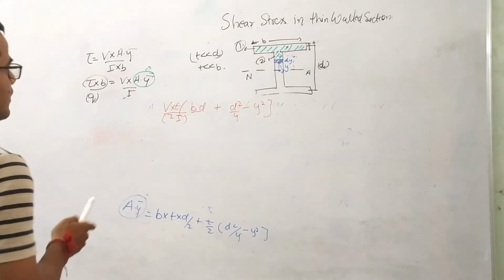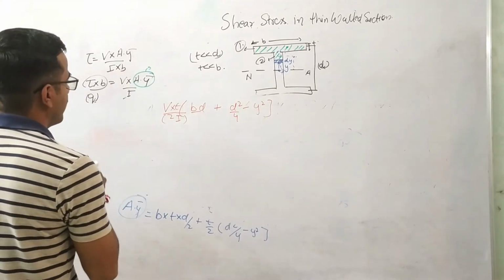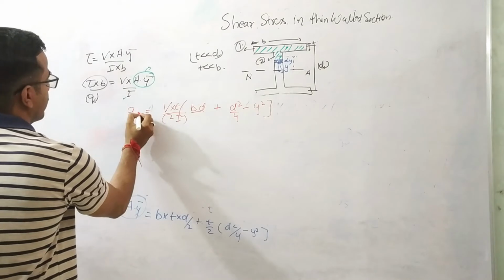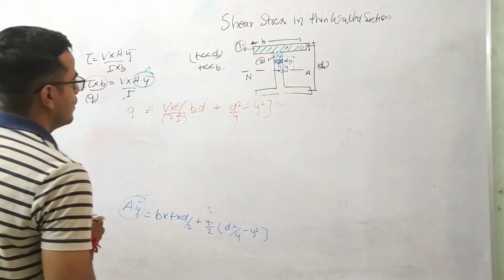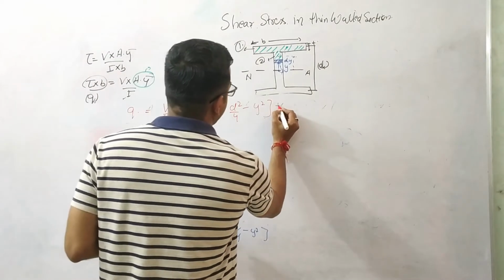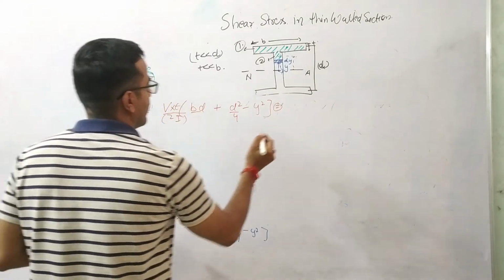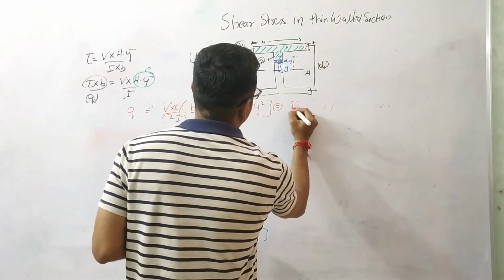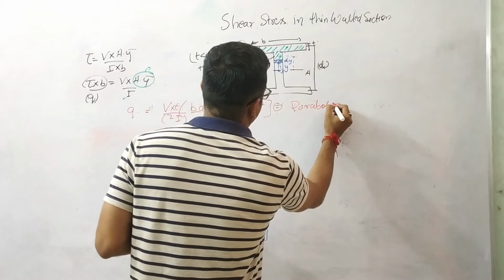So this is the value we have calculated over here. This is nothing but the shear flow. So this is the expression of the shear flow. Now you can see that the variation is parabolic over here. Due to this, the variation is parabolic.